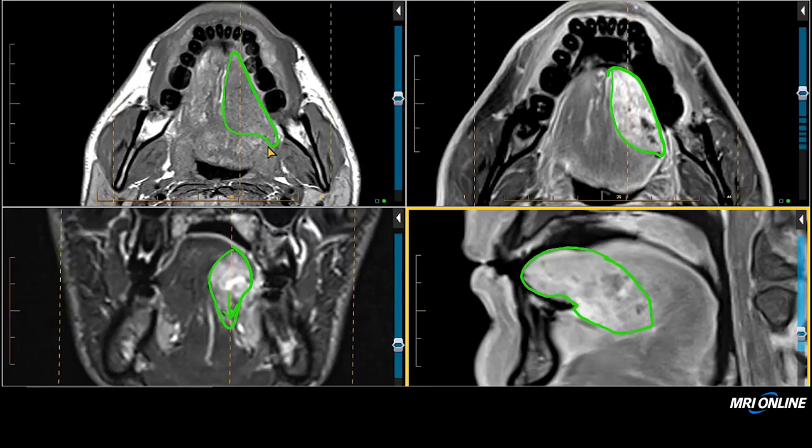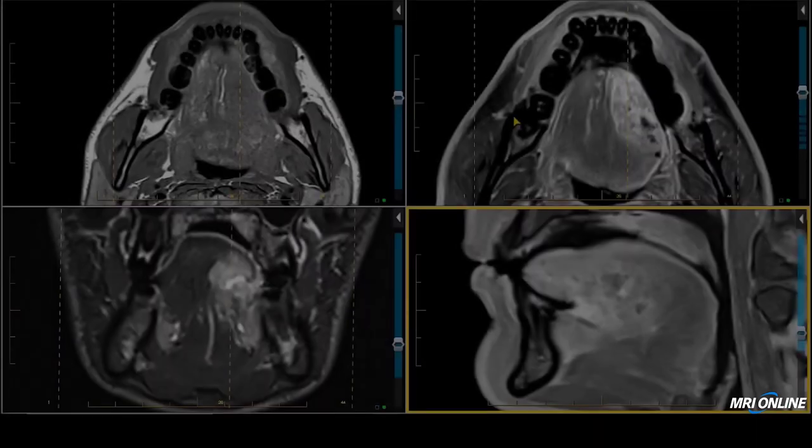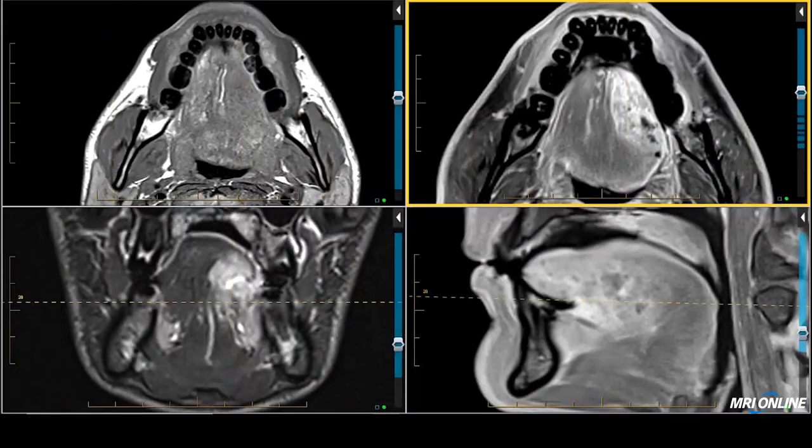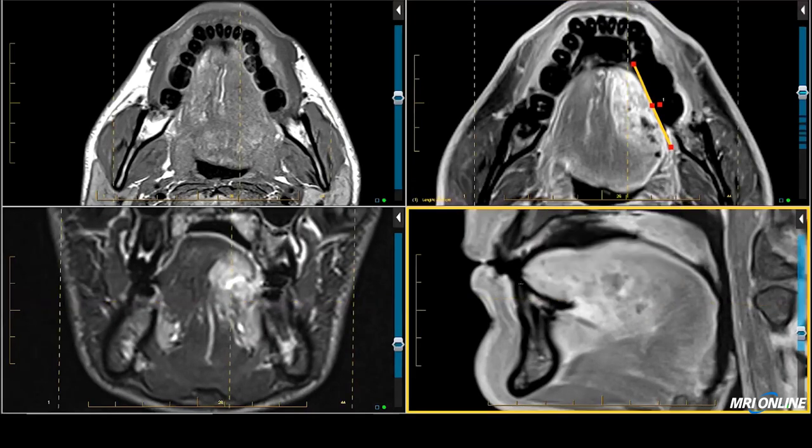So what do we describe when we have these lesions? Firstly, you need to give a dimension because staging is determined by the dimensions of the tumour. You need to look for the maximal dimension. In this case, it's about 5 centimetres in the sagittal projection.